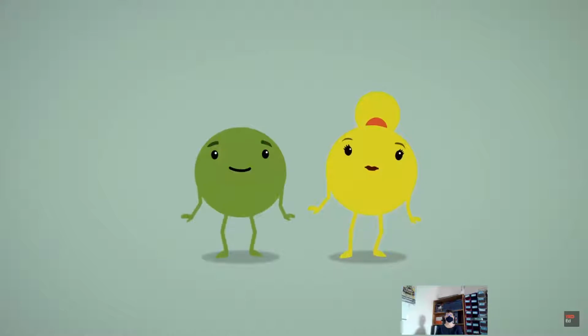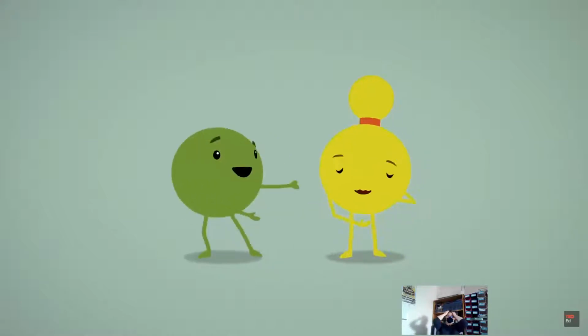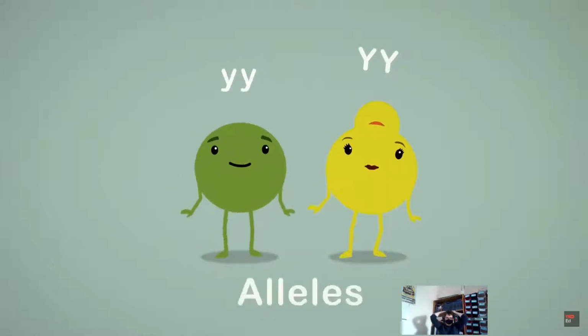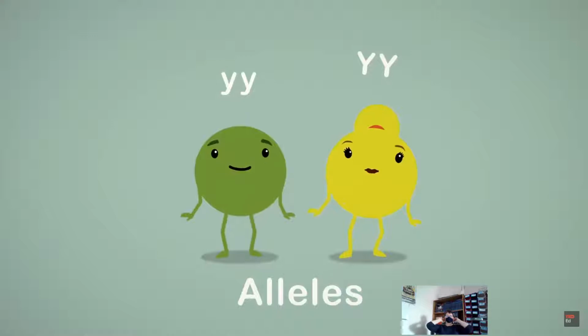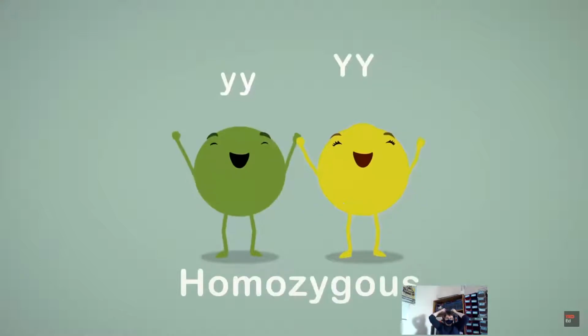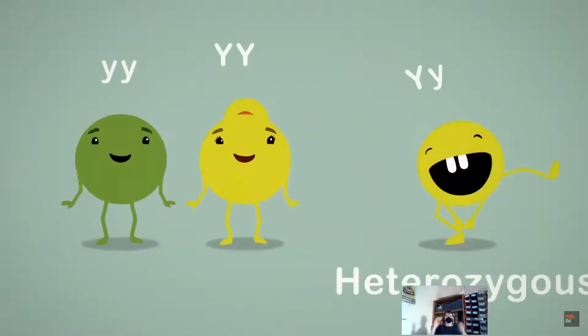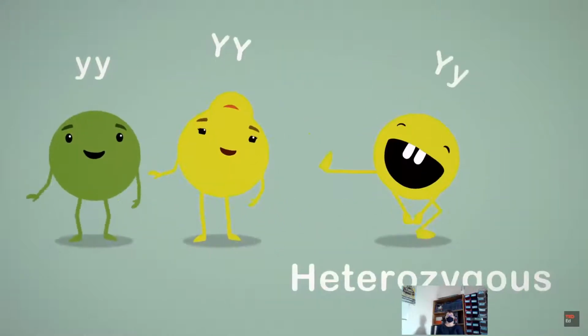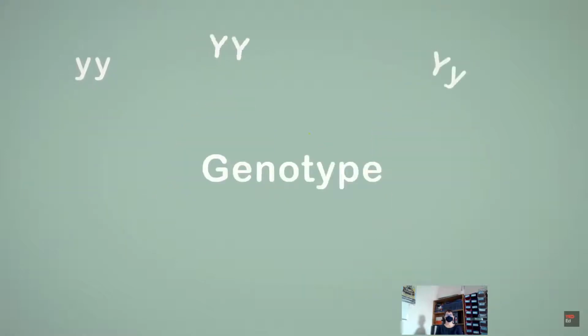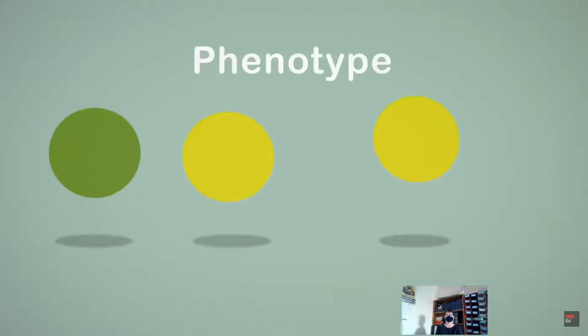From those results, Mendel inferred that each trait depends on a pair of factors, one of them coming from the mother, and the other from the father. Now we know that these factors are called alleles, and represent the different variations of a gene. Depending on which type of allele Mendel found in each seed, we can have what we call a homozygous pea, where both alleles are identical, and what we call a heterozygous pea, when the two alleles are different. This combination of alleles is known as genotype, and its result, being yellow or green, is called phenotype.